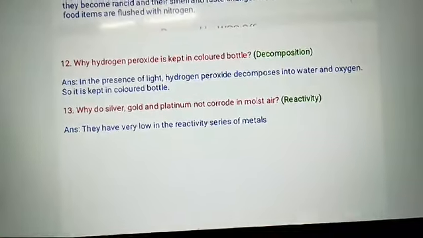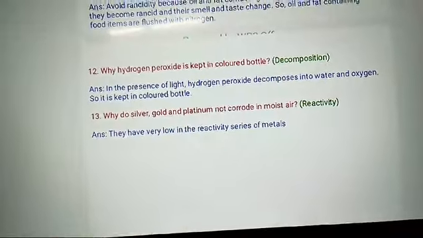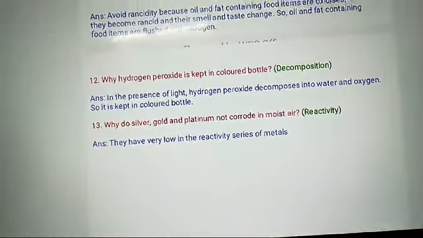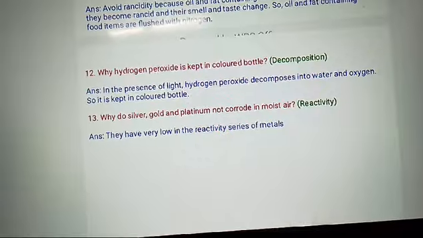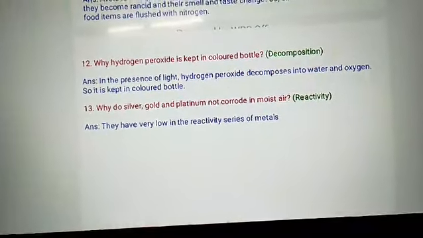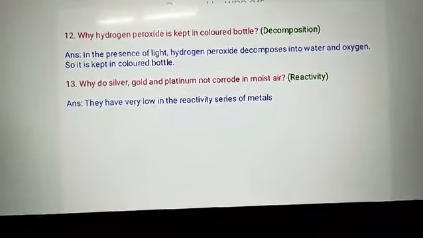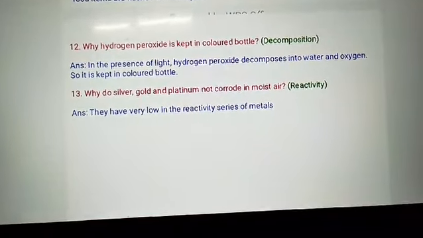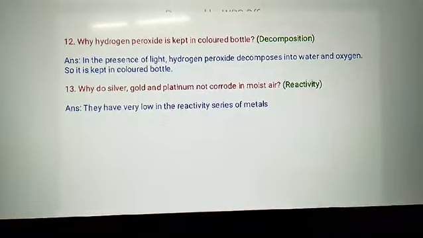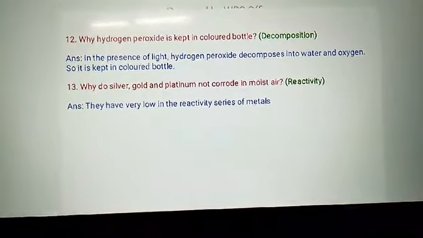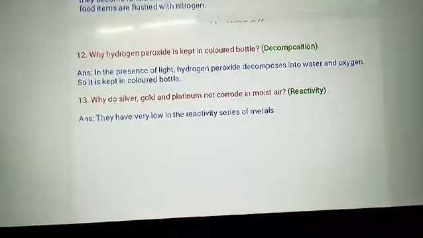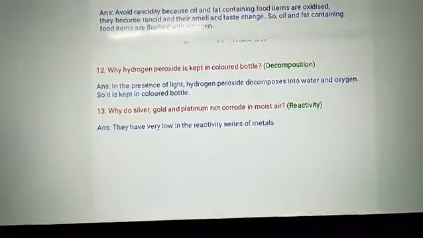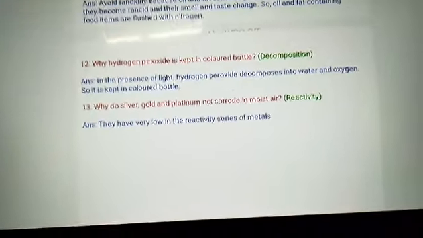It is related to reactivity. As we know, when metal items are exposed to air and moisture, corrosion will happen, but compared to other metals, the reactivity of these elements is less, as they are low in the reactivity series. So these metals have less reactivity, and they don't corrode easily.